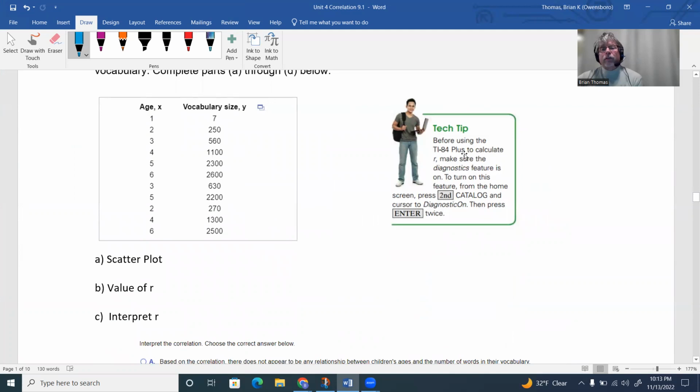Before using the TI-84 Plus calculator to find R, you have to go to the diagnostics feature. To turn on the feature, go to the home screen, hit second catalog, move your cursor down to diagnostic on, and press enter twice. Make sure it actually says on. So that's what we want to do with our calculator.